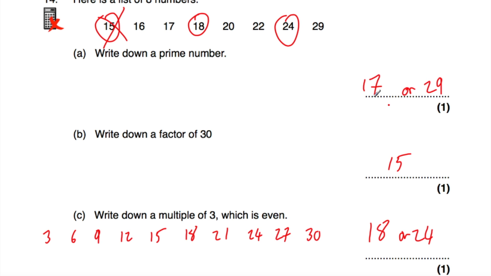Now in this question I've written down 17 or 29, and here I've written down 18 or 24. If I was doing this as a question, I would just write down one of them. I'd write down a prime number, a factor of 30, and a multiple of 3 that's even. I wouldn't write down 17 or 29. I'm only doing that because obviously these are video solutions, and you may be watching this having written down 29, or someone may have written down 17, and I want you both to know that you're both right.